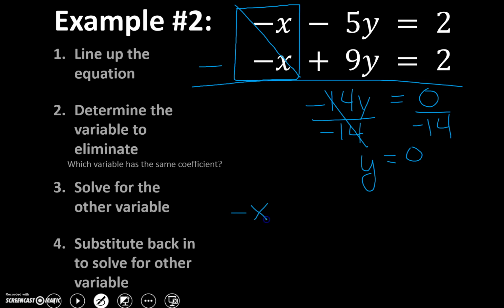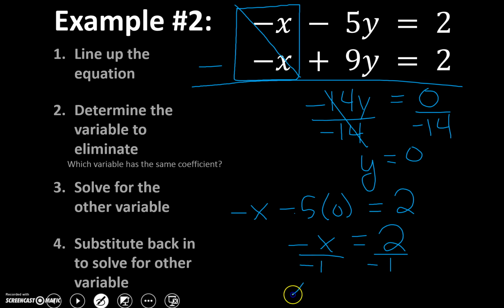We're going to substitute it back in, and we're going to solve for the other variable. So I have negative x minus 5 times 0 is equal to 2. I could have put it into the second one if I wanted to: negative x plus 9 times 0 is equal to 2 as well. What happens is the negative 5 times 0 is just 0, so it's essentially not there. So I get negative x is equal to 2. So I'm going to divide both sides by negative 1. So the x value is negative 2.